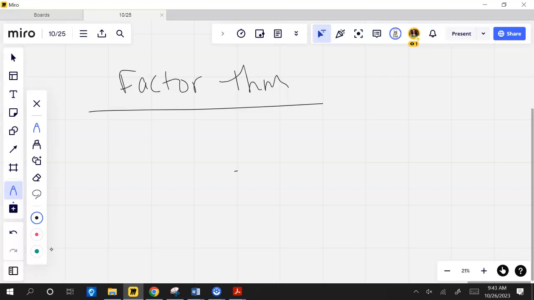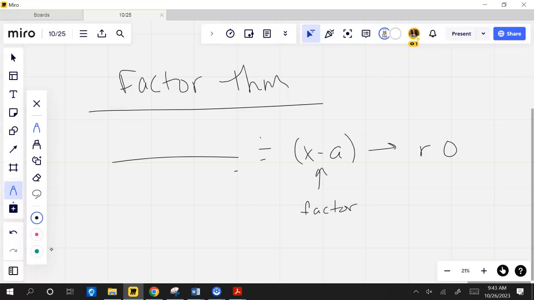Okay. In other words, if I have this big long polynomial, I divide it by something, and the remainder is 0, that means this something is a factor. Because that's what it means to be a factor. It means no remainder.